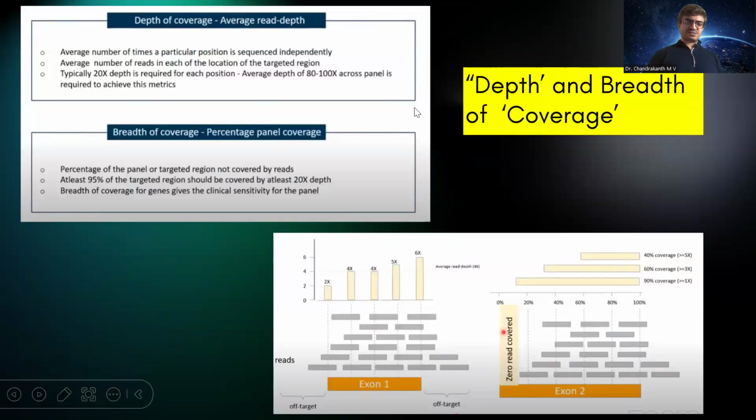Just focus on these bar diagrams. For 2x, come to the center. In these gray bars, the reading happens only twice, so it is 2x. Go to the 4x and come down here: 1, 2, 3, 4, so only 4 times. Similarly here, 1, 2, 3, 4. So the number of times a particular codon is read is the depth of coverage. And the breadth is the comprehensiveness, how much they have read. This is 40% coverage, this is 60% coverage, this is 90% coverage, this is 100%.